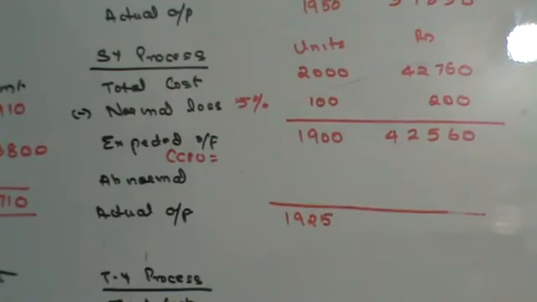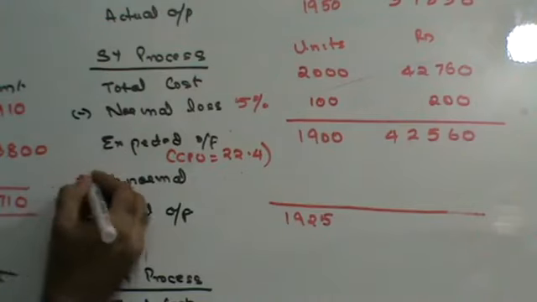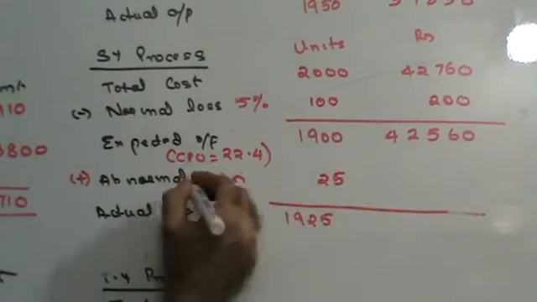This is going to be 22.4. Now you were expecting an output of 1900 units. You got an output of 1925 units. You got 25 units extra. So that is going to be add abnormal gain. I have made a gain of 25 units.